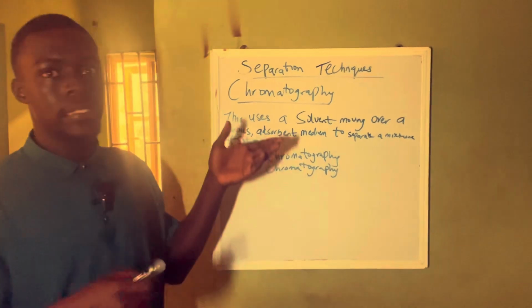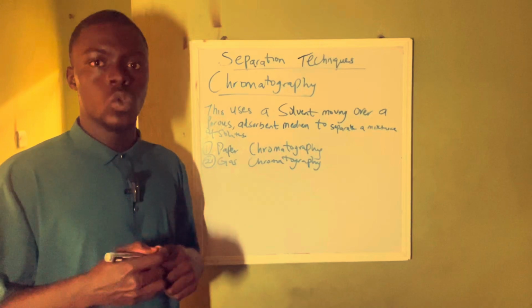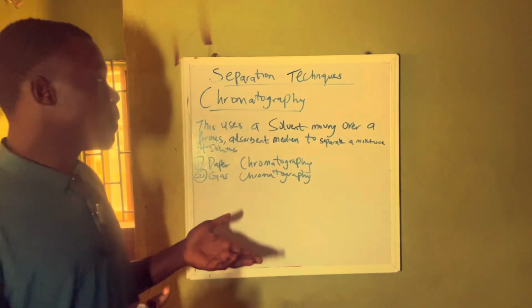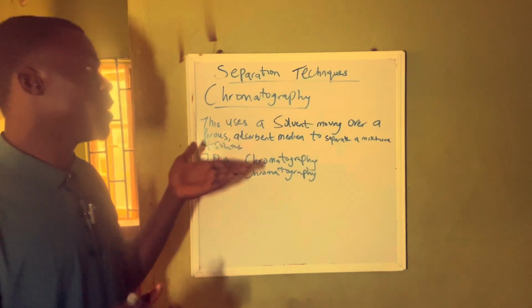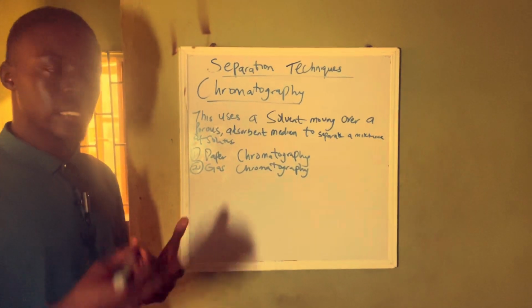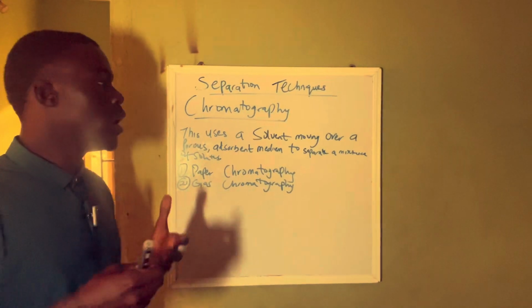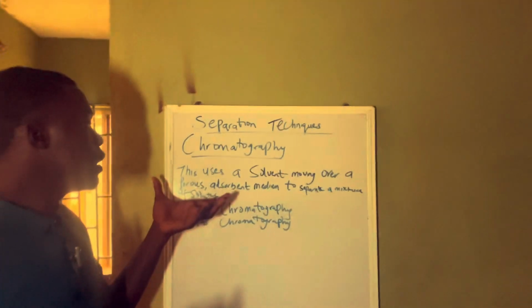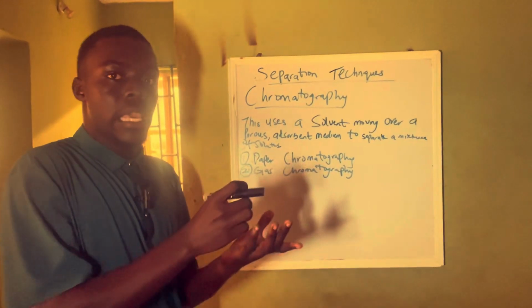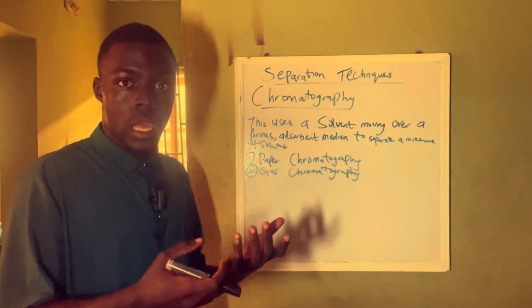The last but not the least thing on separation techniques is chromatography. So what is chromatography? Chromatography uses a solvent moving over a porous adsorbent medium to separate a mixture of solids. What is this telling us? This word adsorbent means to hold. So chromatography uses a solvent moving over a porous medium, e.g. paper or gel.